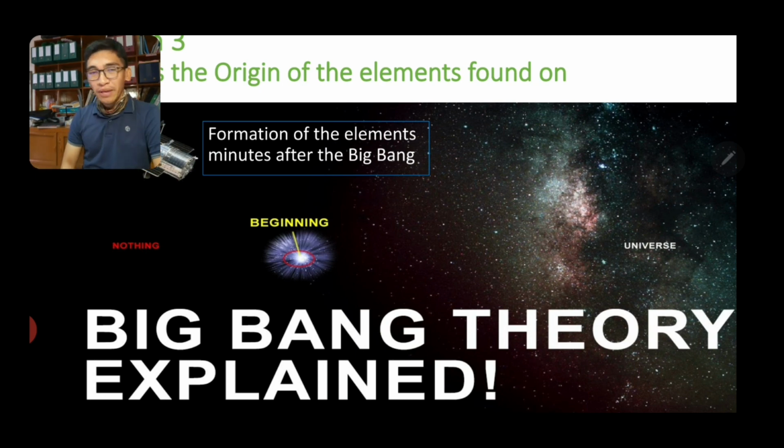Pero, speaking of the star itself, the sun is actually a star. So, the sun is actually a star that shines in our solar system. When we say solar system, it is an accumulation of planets. Yung mga planets na to nagpapalibot sa isang star.